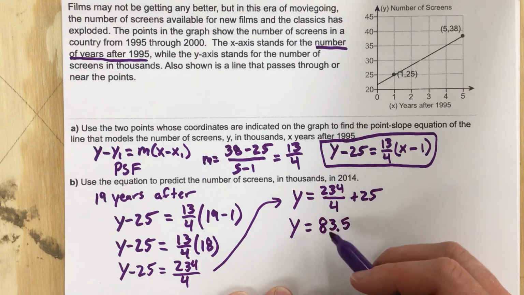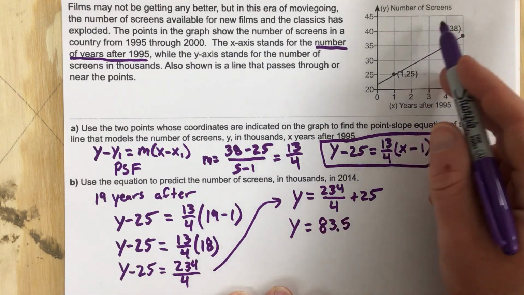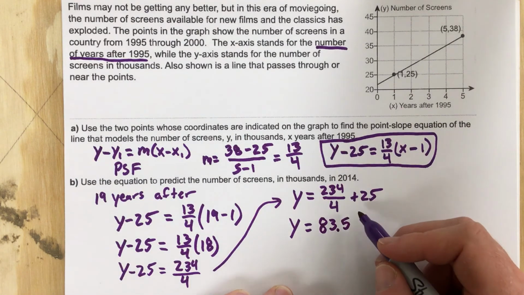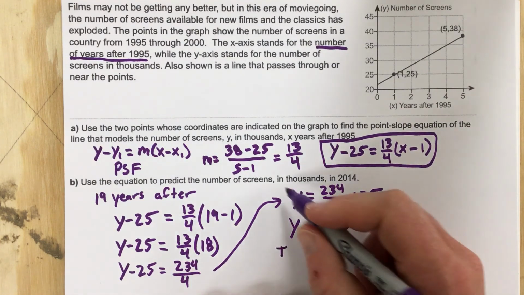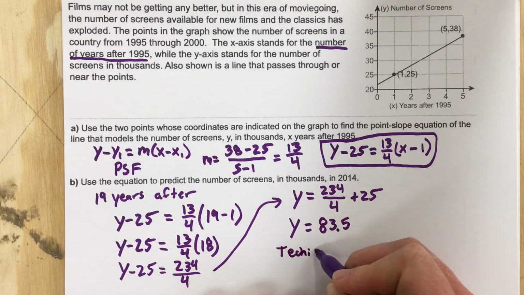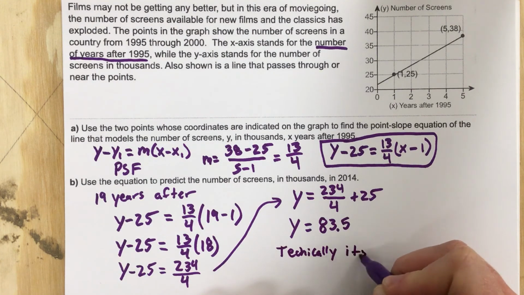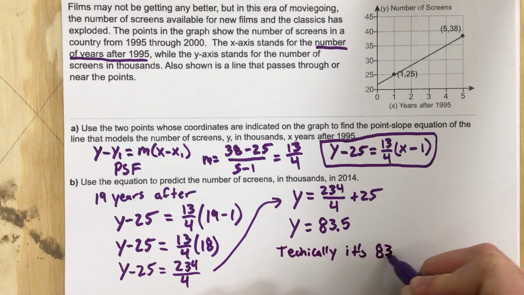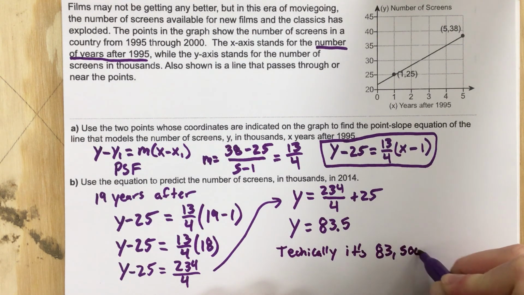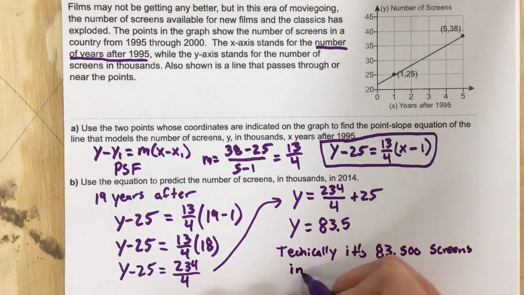As my answer. So this is 83.5, and what does this stand for? This is the number of screens. So if it's 83.5, technically, because it says in thousands, technically, it's 83,500 screens in 2014.